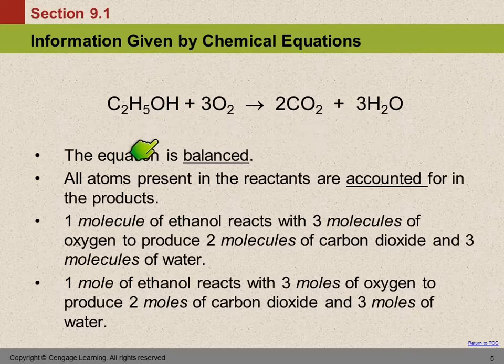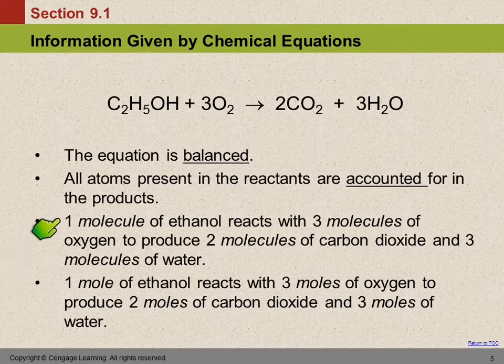This equation is balanced. If we compare the numbers of carbons, hydrogens, and oxygens on each side, they are the same. All the atoms present in the reactants are accounted for in the products. We don't have any oxygens disappearing. We don't have any hydrogens appearing out of nowhere. Just like if you're going to make those sandwiches, you're going to start out with the right amount, and you're not going to have any disappearing. There's no snacking that goes on during a chemical reaction.